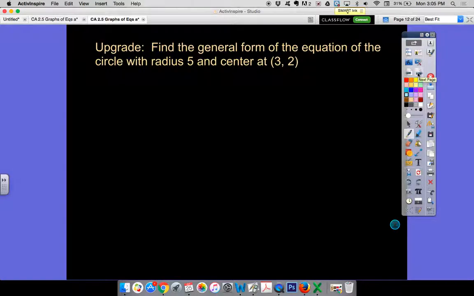Now here's the problem that takes a little while, and you might have to practice with this. It says find the general form of the equation, and you were told that your radius is 5 and your center is (3, 2). Oh, this is not as hard as I thought it was going to be. So we first need to build standard form. So put our center in here.